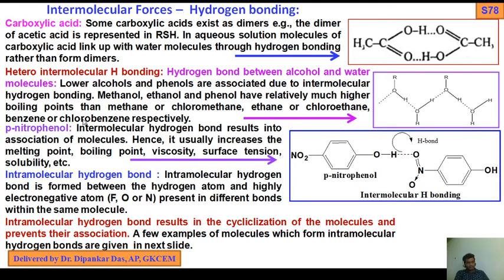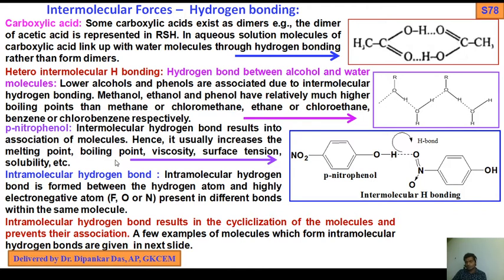Next, para-nitrophenol. This is the para-nitrophenol structure: NO2, benzene ring, OH. I have taken another para-nitrophenol. As you know, intermolecular means association or involvement of two molecules, whether the same or different: two HF, two para-nitrophenol, or para-nitrophenol and water, which would be different species. So intermolecular hydrogen bonding results in association of molecules.